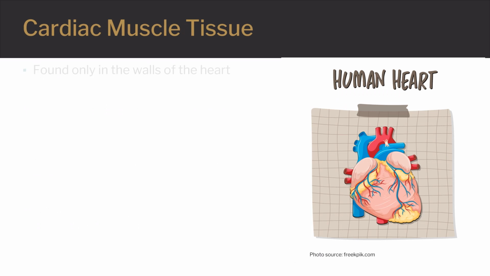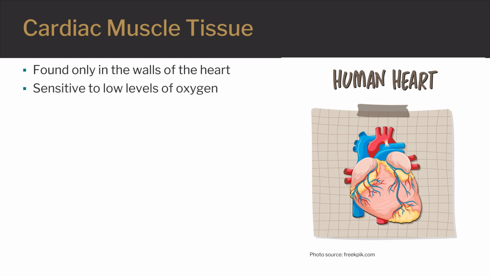Cardiac muscle tissue is found only in the walls of the heart, so it differs from the skeletal muscles that we are familiar with. Additionally, unlike skeletal muscle tissue, cardiac muscle tissue is more sensitive to low levels of oxygen. When skeletal muscle tissue contracts under low levels of oxygen, it can use anaerobic respiration and produce lactic acid as a byproduct. However, cardiac muscle tissue does not do this and is therefore more sensitive to tissue damage if it does not receive a constant supply of oxygen.